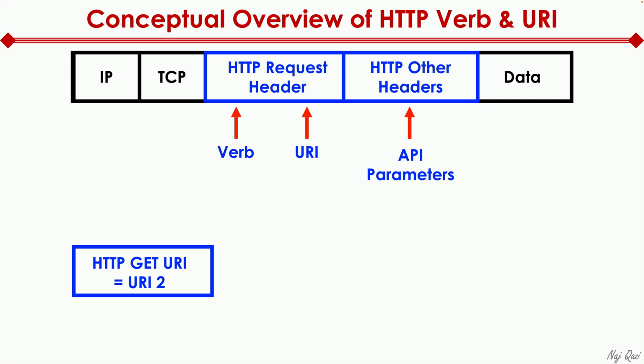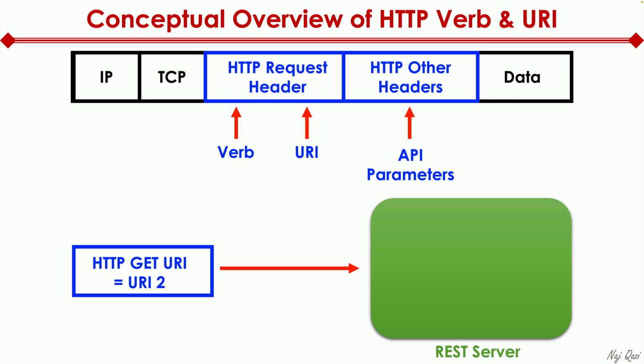Now, look at, for example, a request called HTTP GET URI. What does GET mean in HTTP? If you recall the previous chart we were looking at, GET means to read. So here I'm saying HTTP, go ahead and read me an object. And what object is that? It's URI 2. Now, what does that mean?